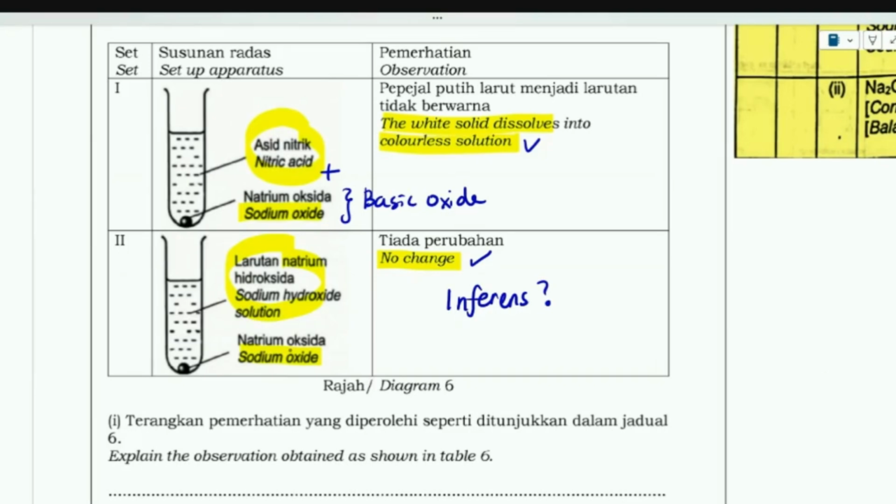This one, sodium oxide, reacts with the acid. These two, no change. No change is no reaction. So the conclusion, the inference, you can put a very simple one: sodium oxide is a basic oxide.